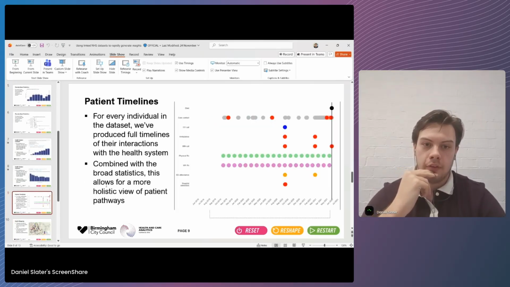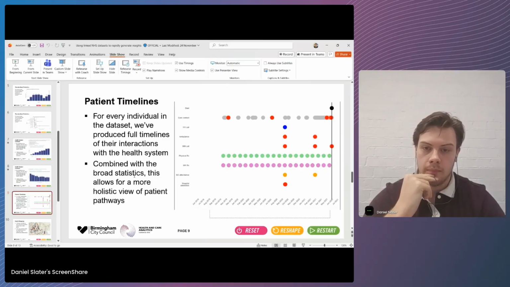So this is what I talked about earlier, having things more than just broad statistics. What we're able to do with these data sets is get individual patient-level timelines. Whilst it's hard for those broad graphs to show an individual patient's journey, we can automate the process of creating these timelines, and we can see all the interactions with the health system for a single patient across the year before the death.